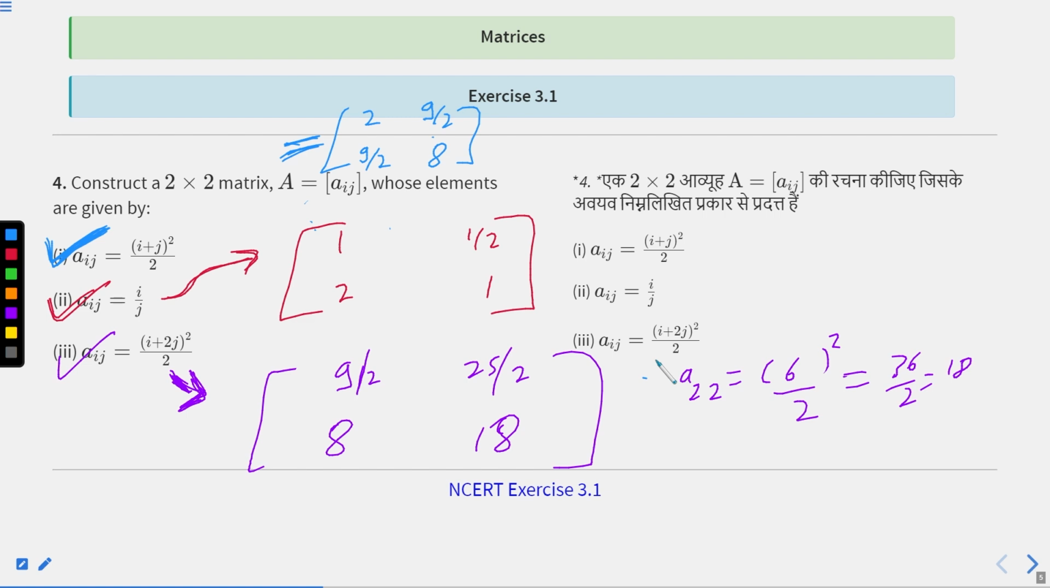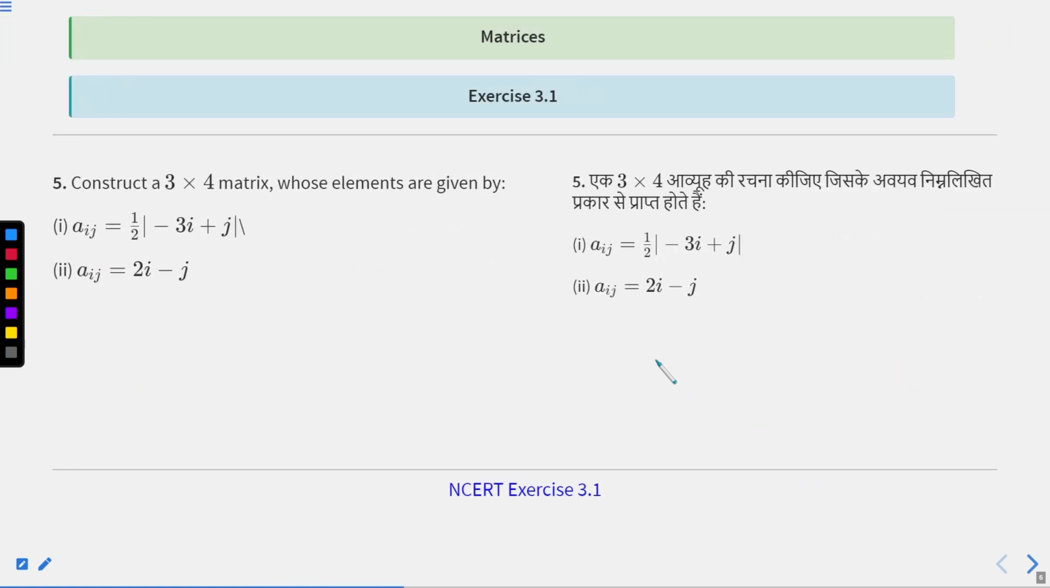Now let us move to the next question. Next question, what does it say? So construct a 3 cross 4 matrix. So we have to construct a 3 cross 4 matrix.